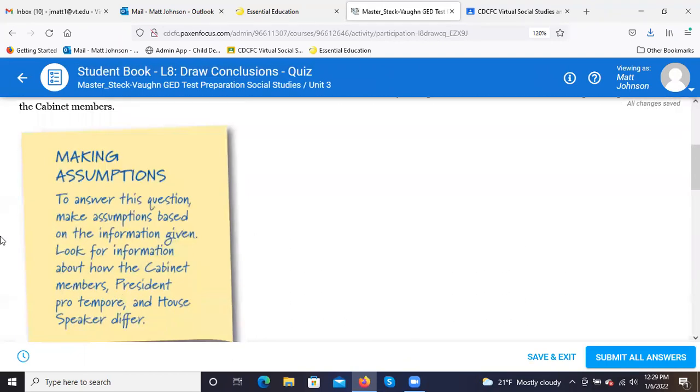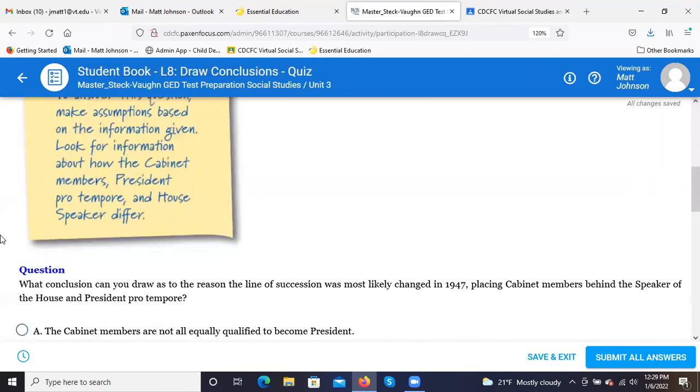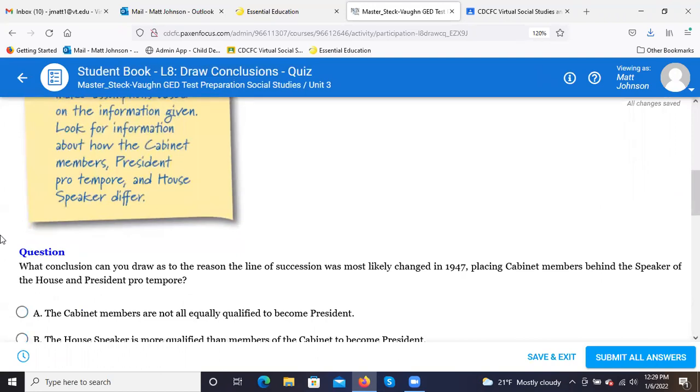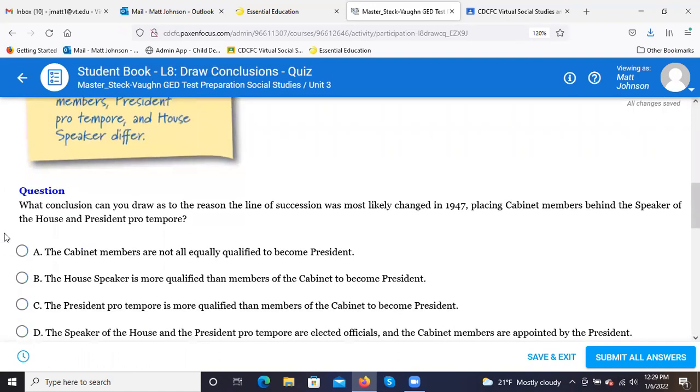So, making assumptions, right? To answer this question, make assumptions based on the information given. Look for information about how the cabinet members, President Pro Temp, and House Speaker differ. All right. So, Christiana, would you like to read question 1 for us?